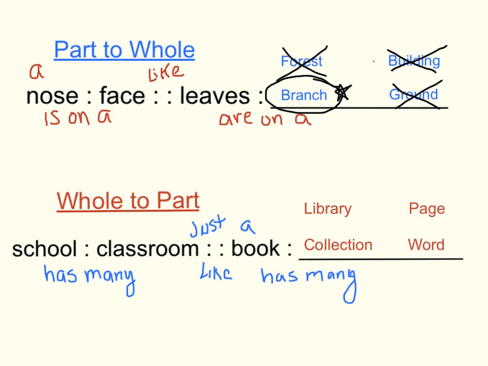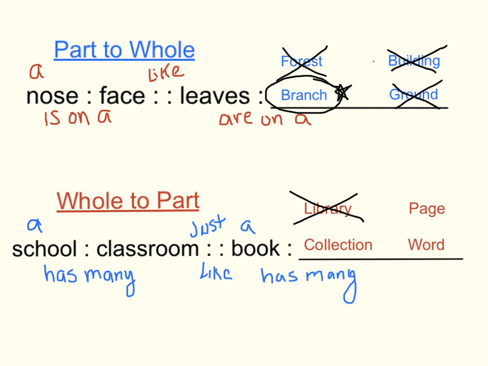So let's go through each option. A school has many classrooms, just like a book has many libraries. Well, a book doesn't have libraries. A library has books. So this is an example of part to whole, but what we need is a whole to part. The book needs to be the whole. It needs to be the big thing here. And libraries are way bigger than books, so that can't be it. They're trying to trick us here.